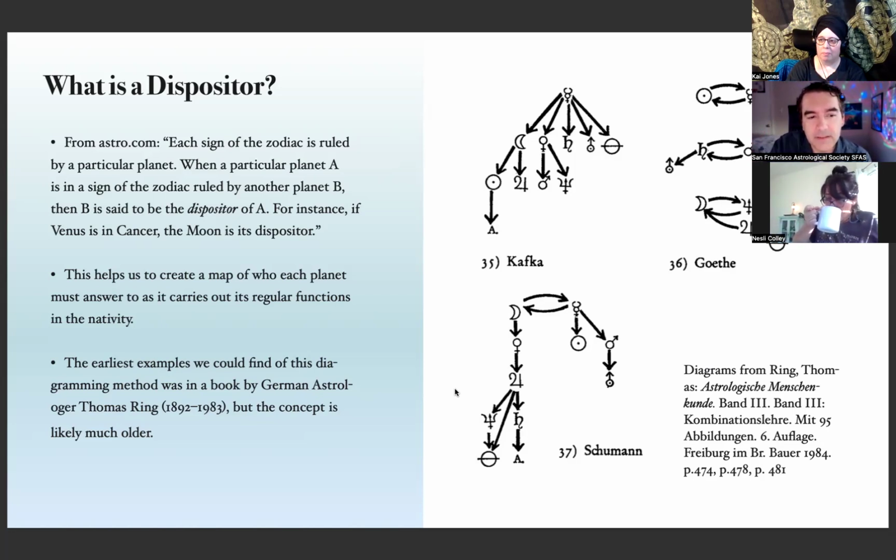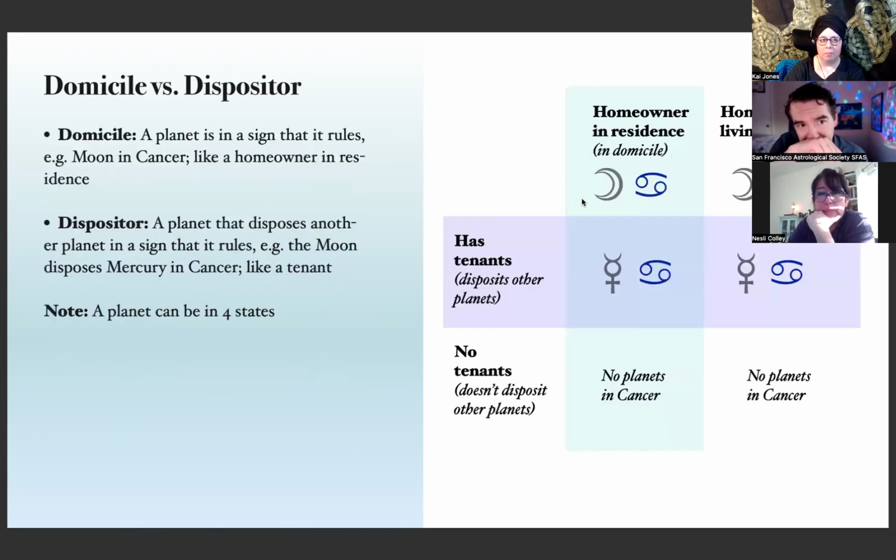So the earliest examples I could find on this were by the German astrologer Thomas Ring, and here are some diagrams he drew using some of the European glyphs for Kafka, Goethe, and Schumann. And we're going to go into this. It might look a little bit crazy, a little mathy, but it's not that hard.